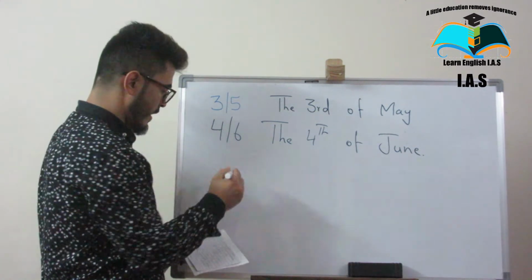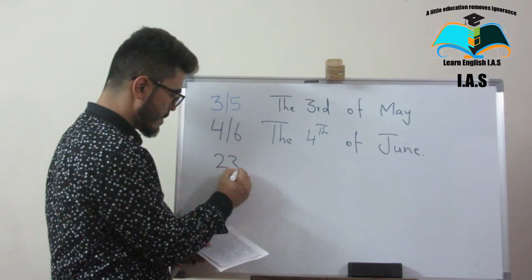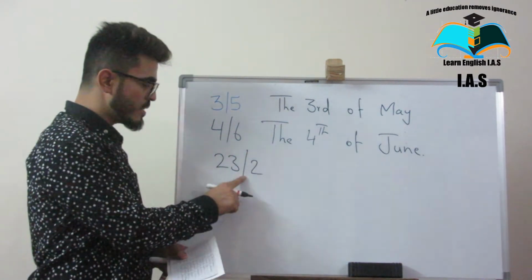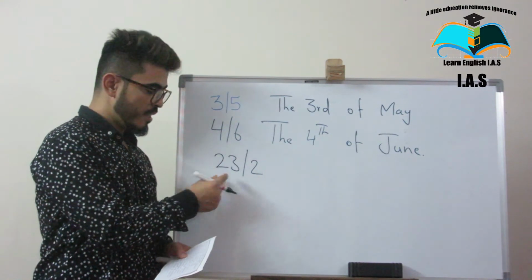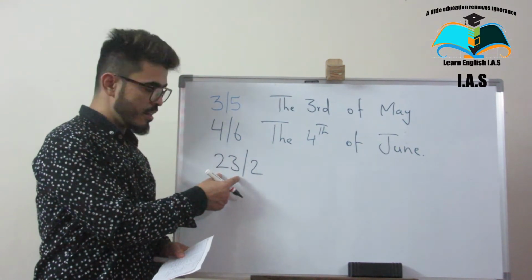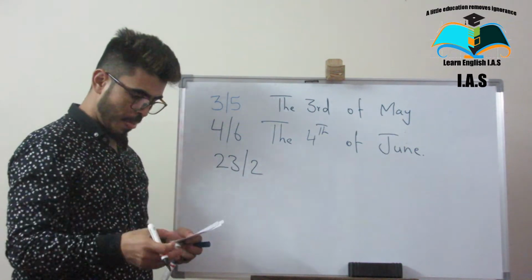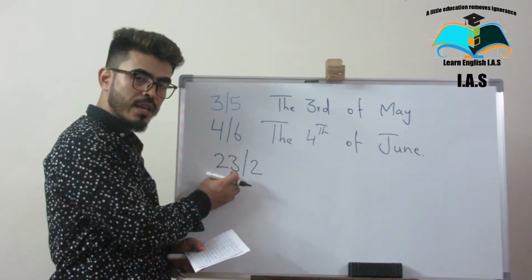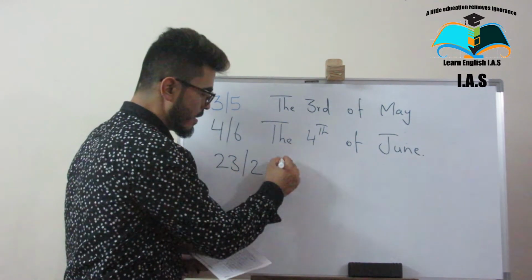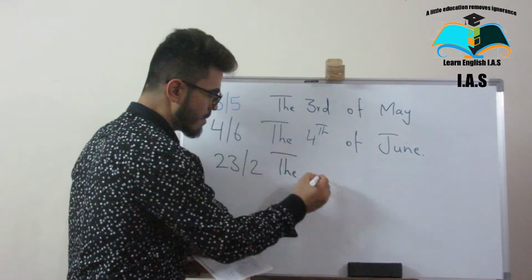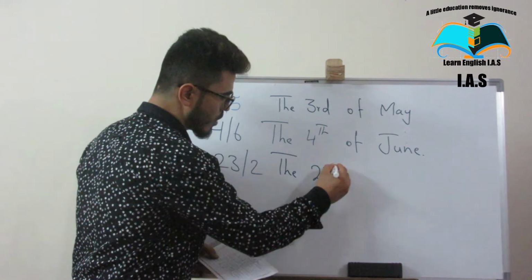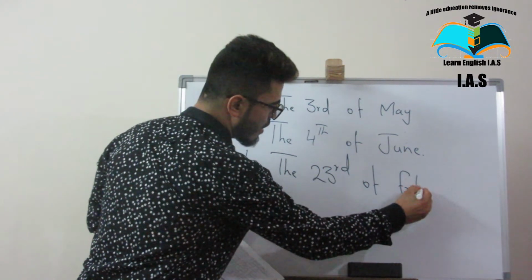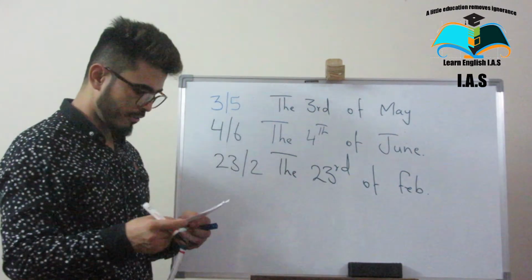Now, let's see another one. 23rd of 2nd. Okay, now. Can you say this date? 23rd of February. 23rd of February.